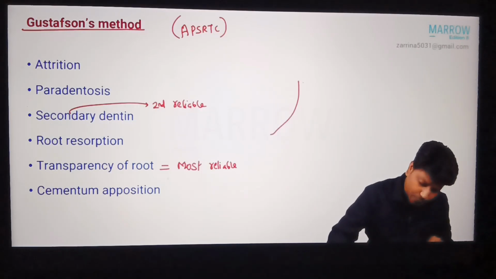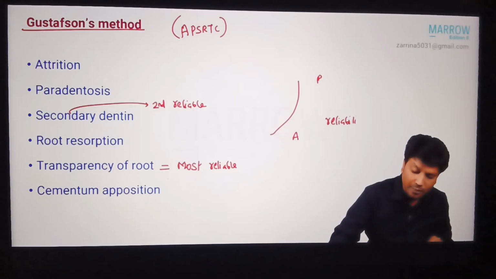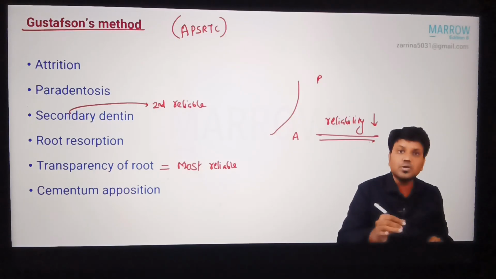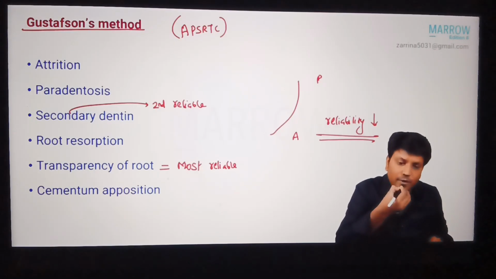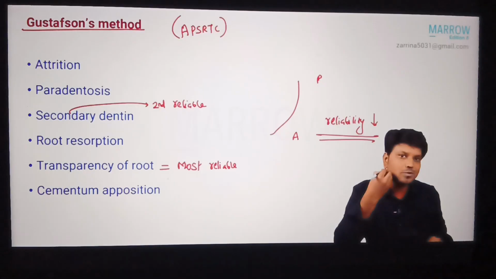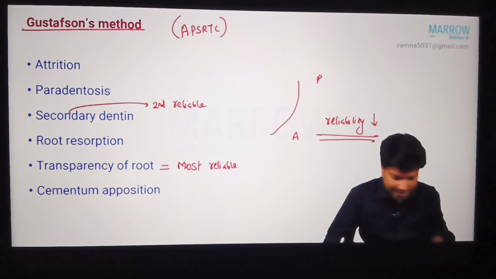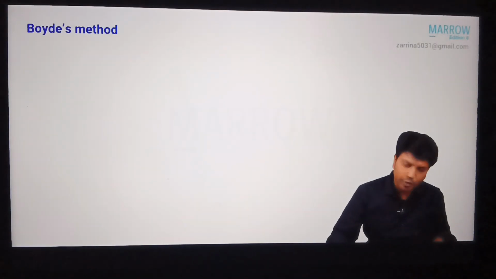If you see from anterior to posterior, the reliability keeps on coming down. That means, remember, central incisor will be the most reliable tooth for this method. Whereas you go from anterior to posterior, gradually the reliability comes down. Third molar will not be reliable at all, least reliable. So remember, that is important. Gustafson's criteria.